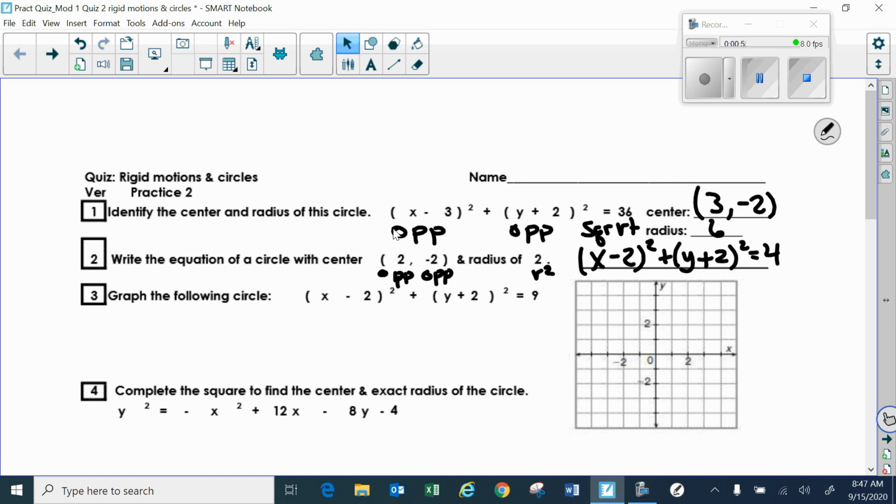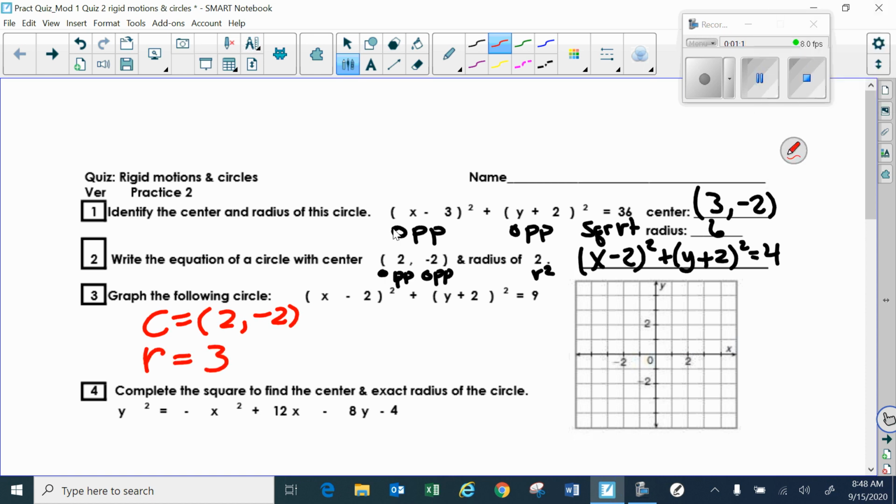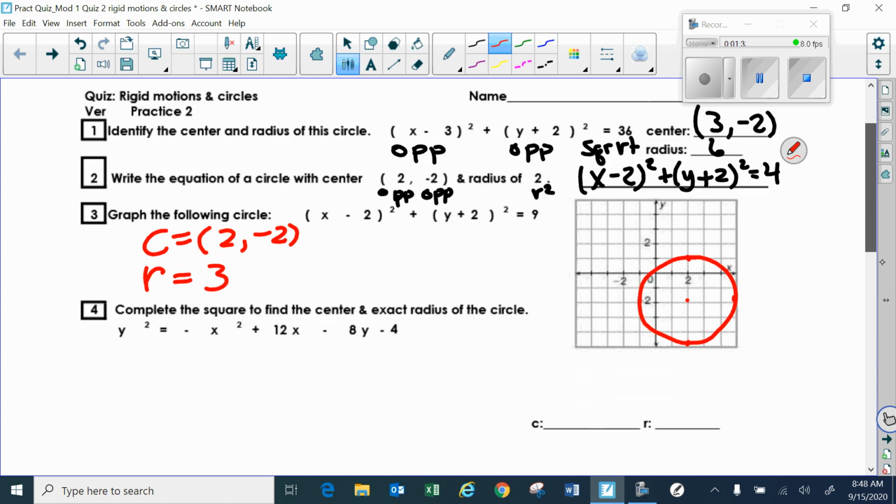Now we graph it. We're practicing graphing. Again, opposite, square root. Doesn't change. So my center is 2, -2. My radius is the square root of 9, which is 3. So I go to 2, -2, plot it, and count on a distance of 3 north, east, south, and west. So 3 there, 3 there, 3 there, and 1, 2, 3 there. And then I just do my best to draw a circle through all those right there. There's your answer for that one.